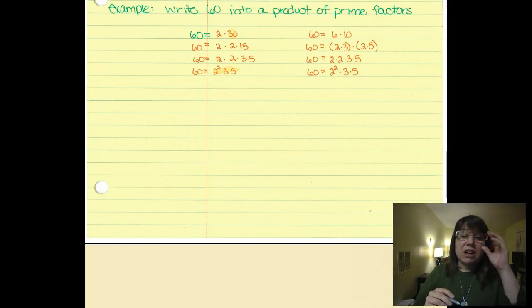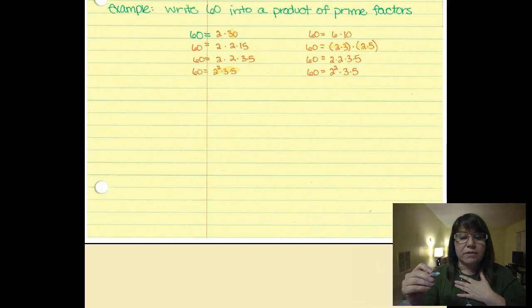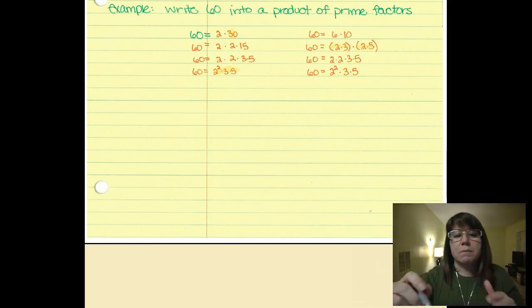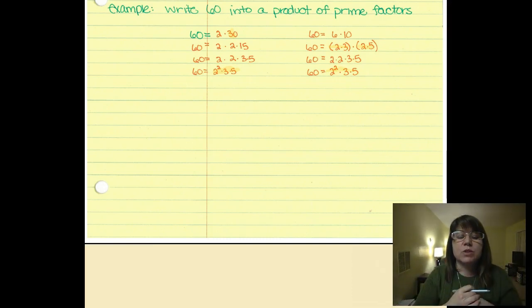Now, you may not have noticed that it was 2 times 30. Maybe you thought, oh, 6 times 10. Well, 6 is not prime and 10 is not prime, so you would have to break these apart separately. 6 is 2 times 3, and 10 is 2 times 5. And then I like to write it from smallest prime to largest prime, so 2 times 2 times 3 times 5. Same thing I got the other way that I did it. So my final prime factorization would be 2 squared times 3 times 5.